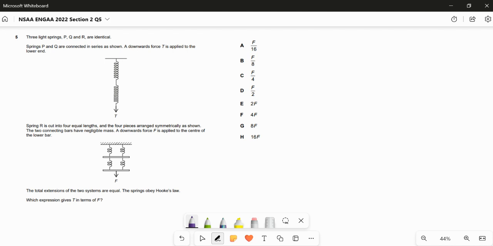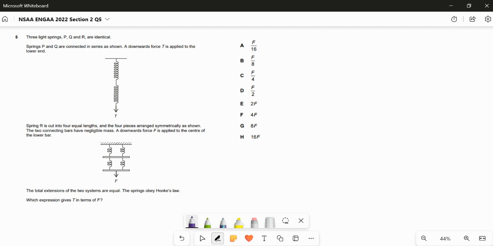Three light springs P, Q, and R are identical. Springs P and Q are connected in series as shown. A downwards force T is applied to the lower end. Spring R is instead cut into 4 equal lengths and the 4 pieces arranged like so.